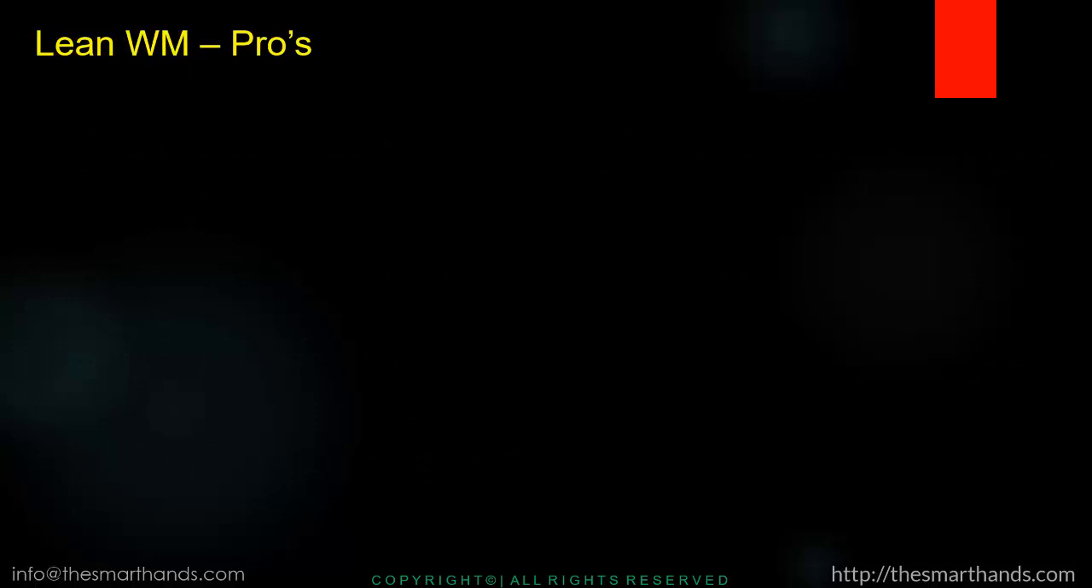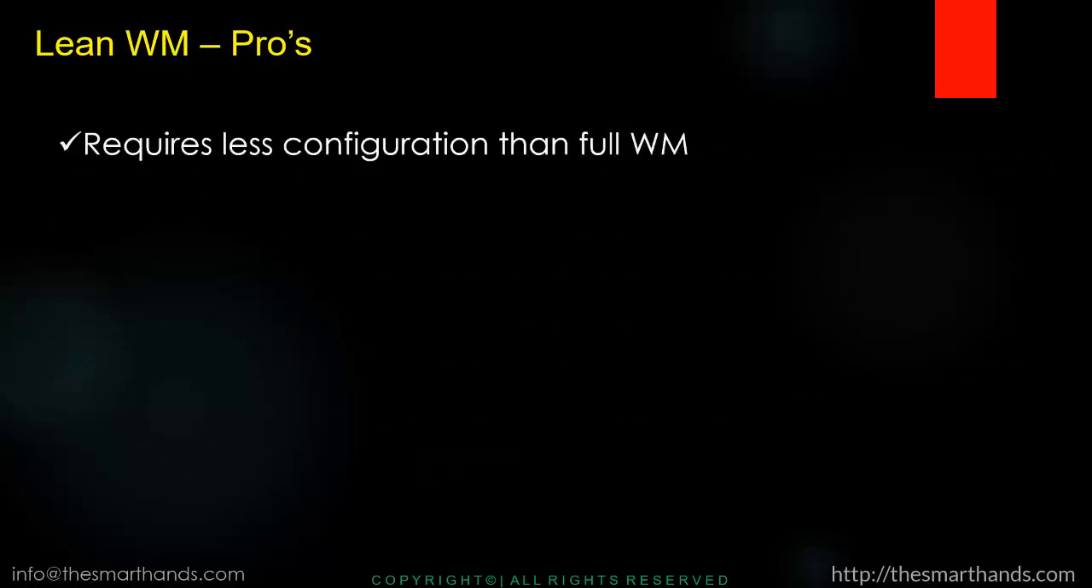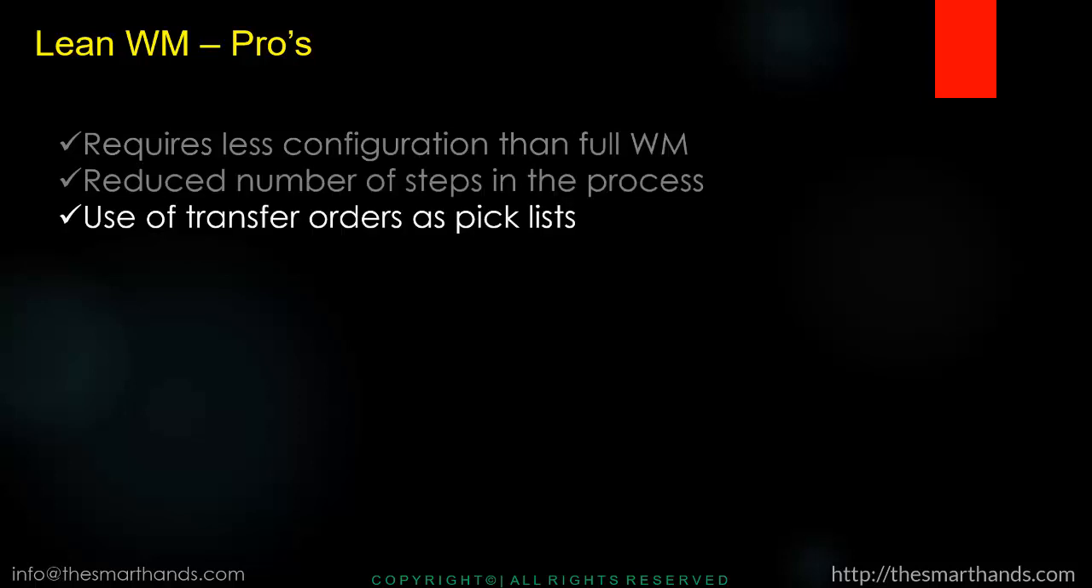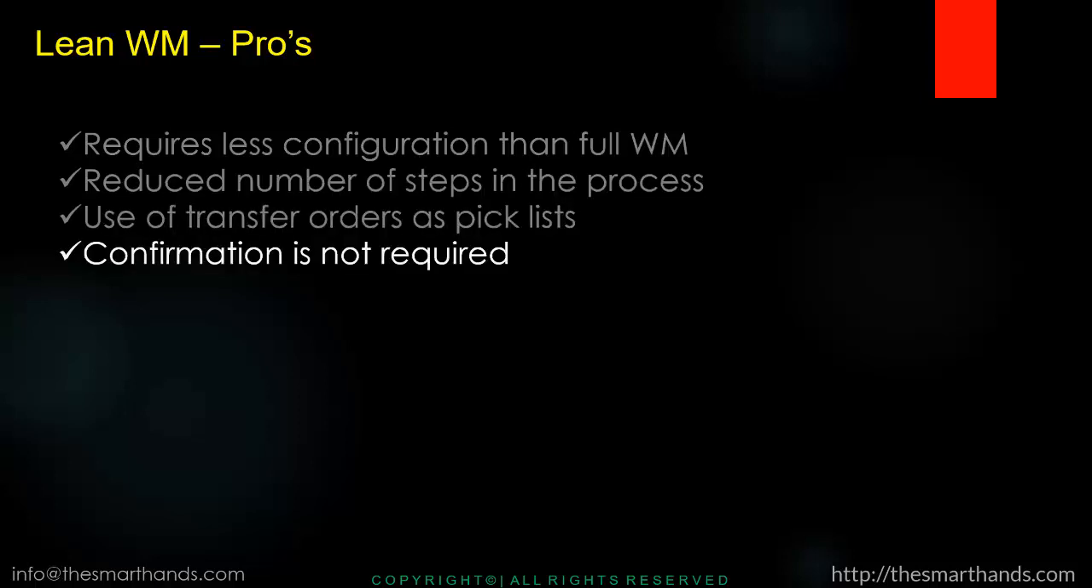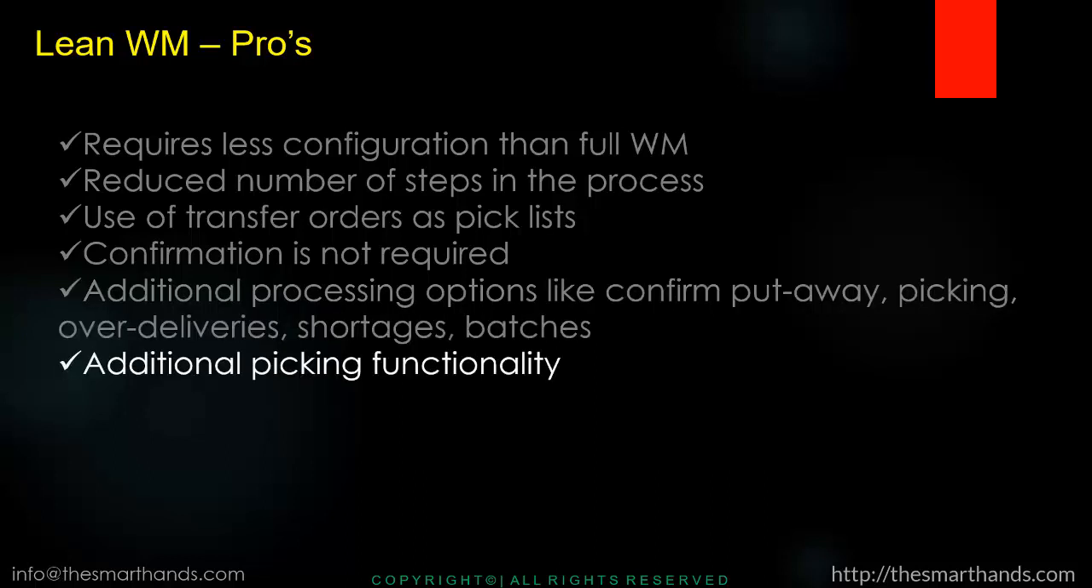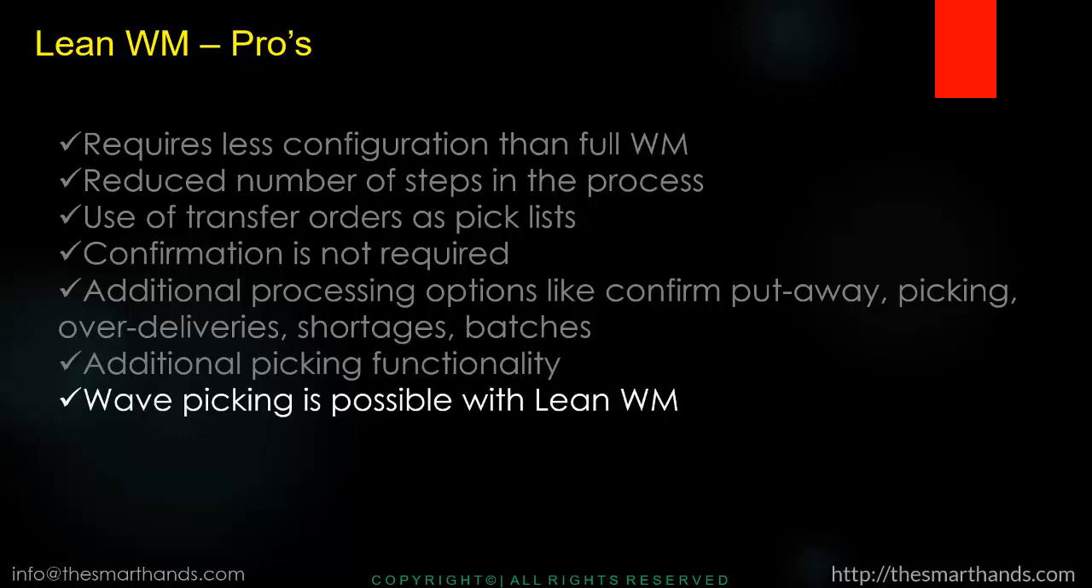So let's talk about the pros of using lean WM. It requires less configuration than the full WM system, with a reduced number of steps in the process. The transfer order is used as a pick list, and confirmation is not required. There are additional processing options like confirm, put away, picking over delivery shortages, batches, etc. Additional picking functionality, wave picking, is possible with lean warehouse management, and the print transfer order function is also there.